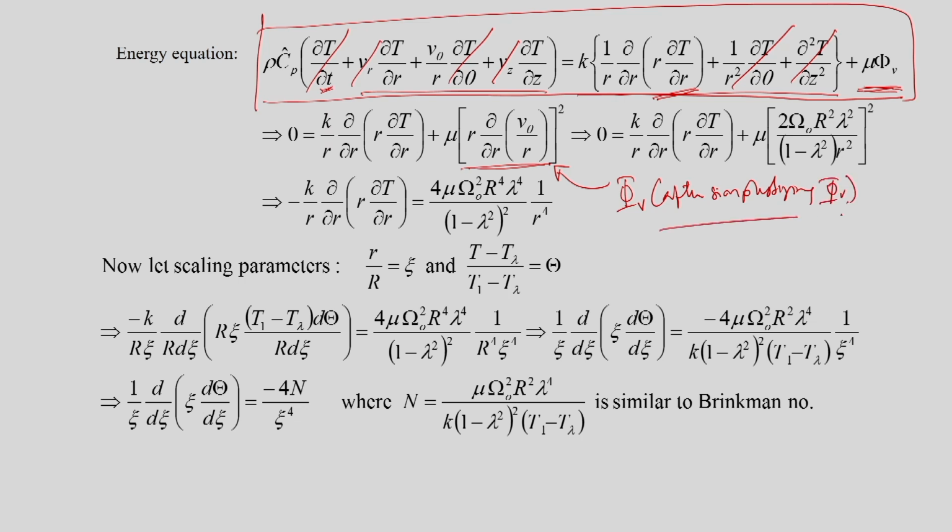Whatever viscous dissipation terms are there, only one term will remain, and that term is this one. You can try this because for the Cartesian coordinates we have already done it. So, I am not doing it again, I am leaving it to you as an exercise.